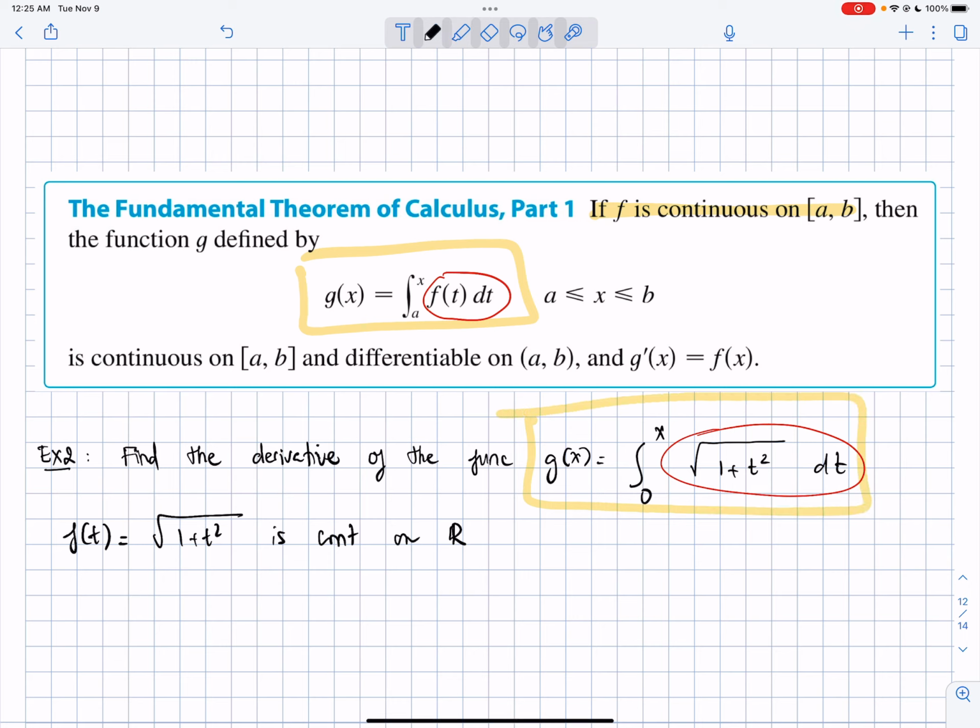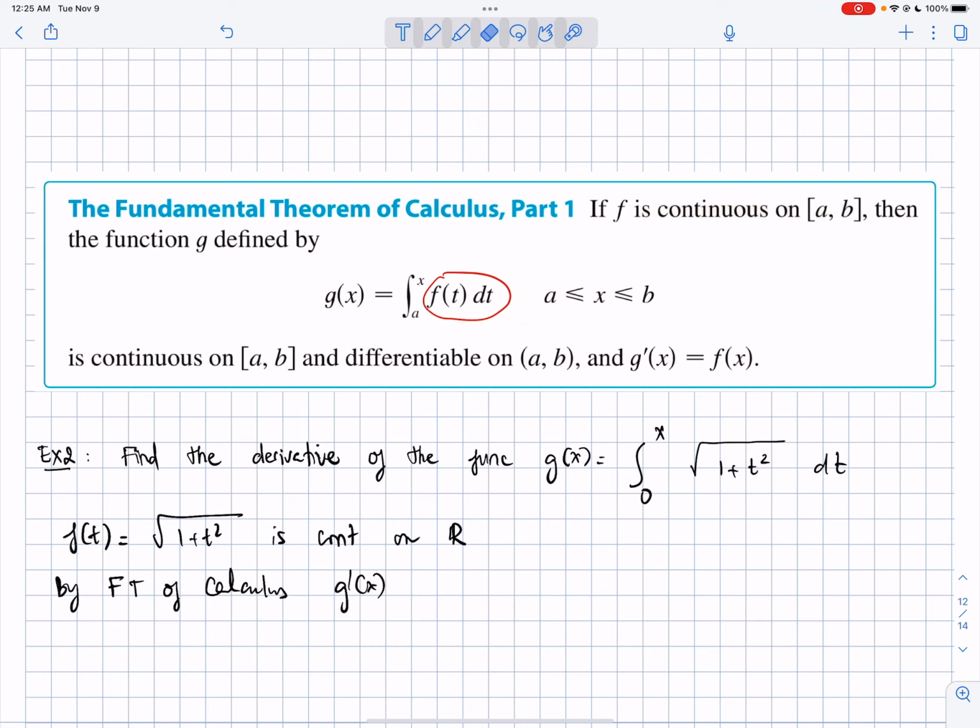So then what happens is, by the Fundamental Theorem of Calculus, Part 1, we have that the function g prime of x, which the question asks us to find, is equal to the function f of x. But f of t is here. All you need to do is just replace the t value by the x value, okay? So it's equal to the square root of 1 plus x squared.